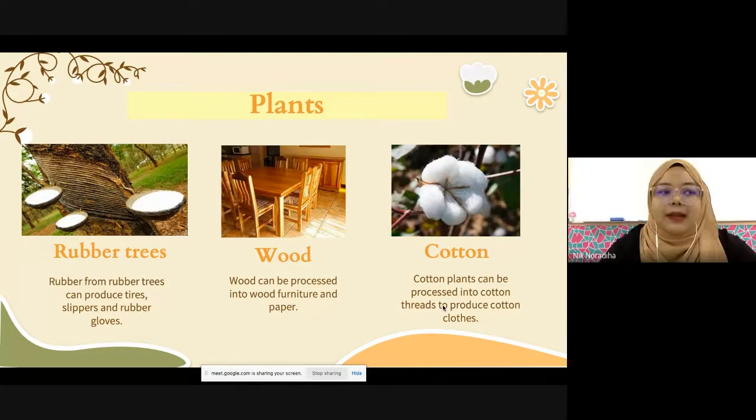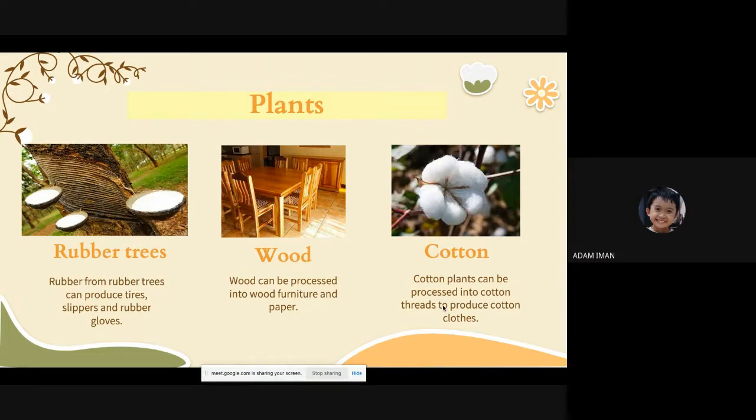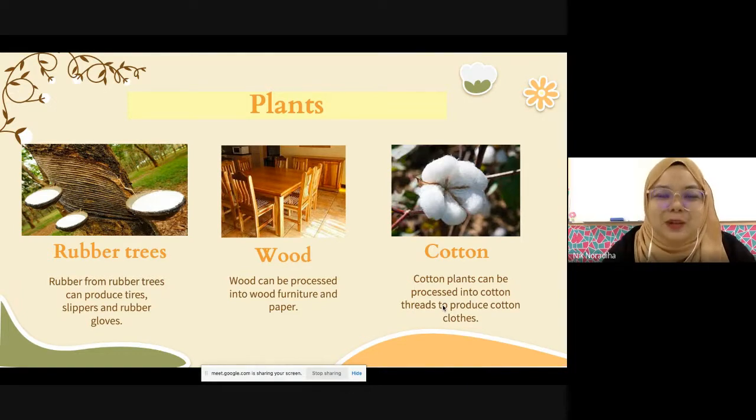Bag. Plastic bag. Plastic bag, teacher will share with you later. Rubber. Rubber band, correct. Good job, rubber band.